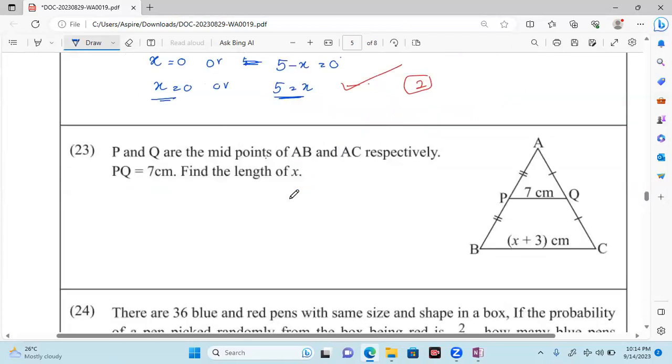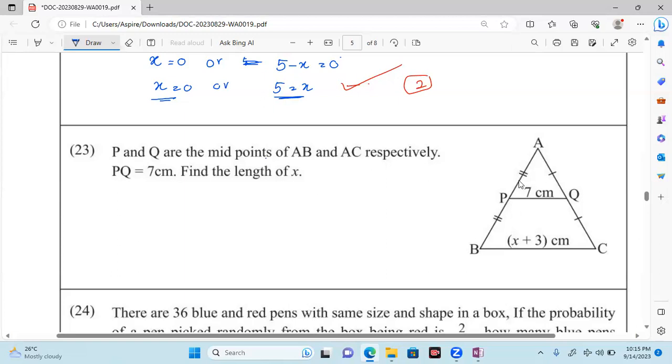23. I will show it again. P and Q are the midpoints of AB and AC respectively. By looking at this diagram, you can at once identify that it is a question based on the midpoint theorem. Now you have learned the midpoint theorem. It says that the straight line segment which joins the midpoints of two sides of a triangle is half of the third side and it is parallel to the third side.